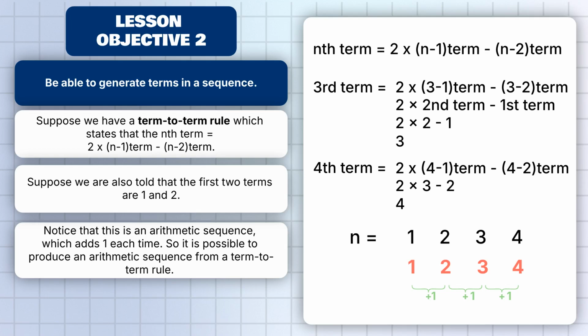In summary, we have explored what a sequence is, how to generate terms with both the nth term formula and term-to-term rules. We've also seen how sequences differ from expressions, equations, identities, and inequalities. Now let's dive into some examples to get hands-on practice.